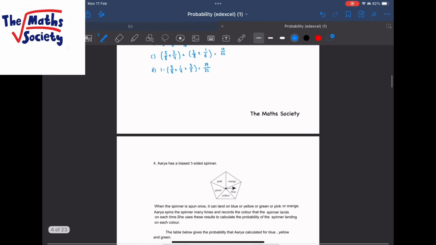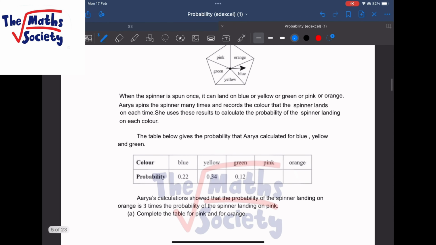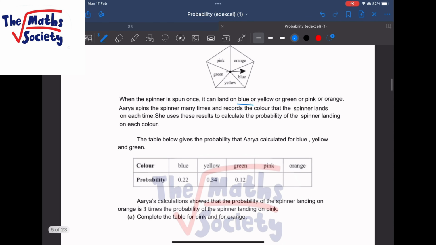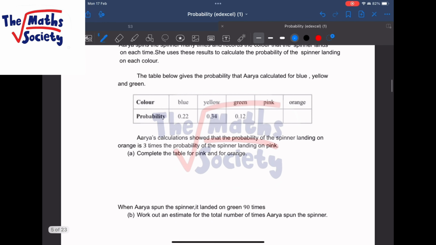Okay, so now number 4, they say Aria has a biased 5-sided spinner. When the spinner is spun once, it can land on blue or yellow or green or pink or orange. Anya spins the spinner many times and records the color the spinner lands on each time. She uses these results to calculate the probability of the spinner landing on each color. So, that table gives them the probability.